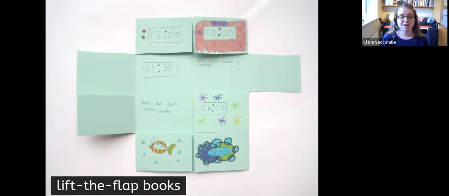There's also lift the flap books. These are really good for questions and answers or pairs of words or words and pictures. And there's lots of different ways that you can do them and different ways that you can cut out the doors as well. This particular one is to practice telling the time. So this child has put the time decorated on the outside of the flap. And then when you lift the flap, you can see the time written in words.